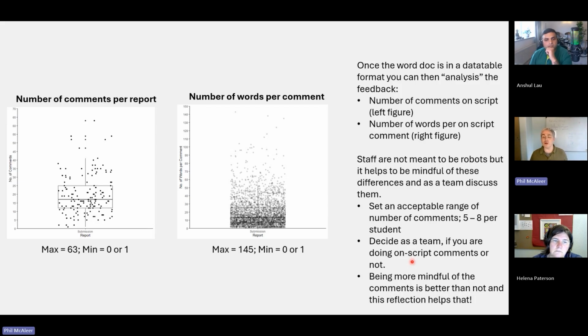You can even decide if you're going to use on-script comments or not, which is actually really quite important. If half your students are not getting any comments and some of your students are, again, that creates a disparity. So being able to analyze the feedback you're putting out in this sort of fashion just helps you break down those feelings that it depends what marker you get, and everyone's actually getting the same experience across the feedback process. And it's really about being more mindful of the comments, okay?